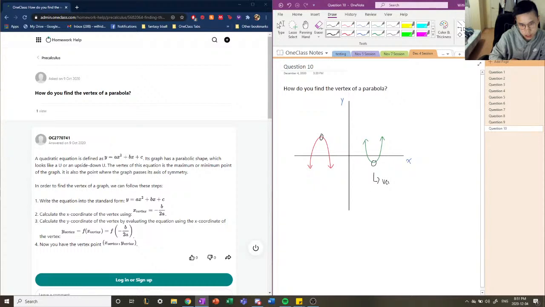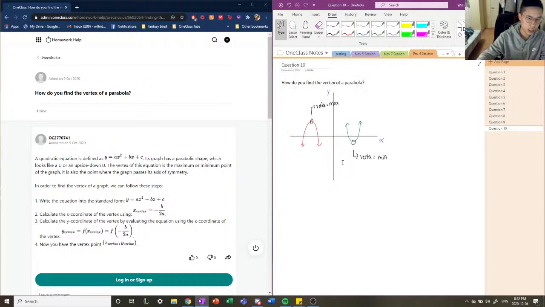So the vertex equals min, and the vertex equals max. One way that you can find the vertex of your parabola is by graphing it and visually finding your maximum and minimum values. Another way is by using the coefficients of your quadratic equation or function to use a formula to find the x-coordinate of the vertex and plugging that back in.